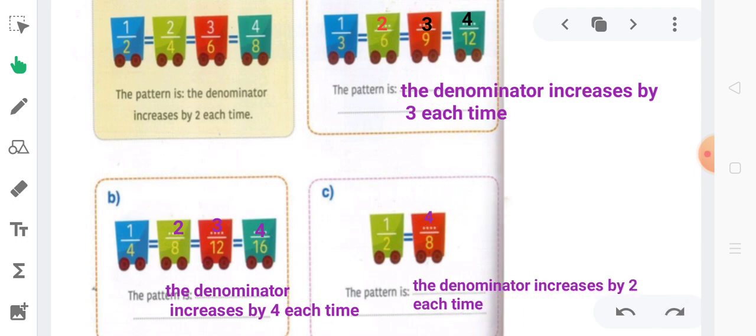We will increase by 2 in the denominator each time, as we see here. 1/2, then 2/4, 1 in the top, another 2 in the bottom. 1 plus 1 equals 2, 2 plus 2 equals 4. Then equals, what else? 3/6, 3 in the top and 6 in the bottom. Then the last one is 4/8. So it's a tricky one. Take care. The denominator increases by 2 each time.